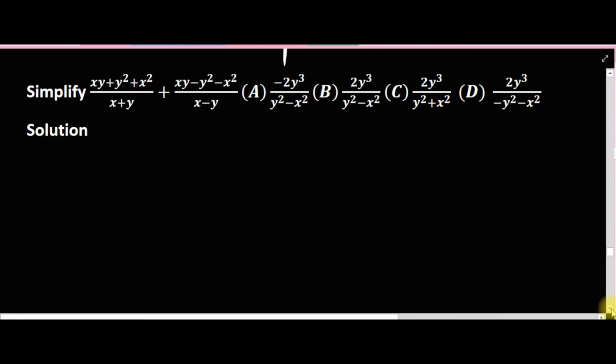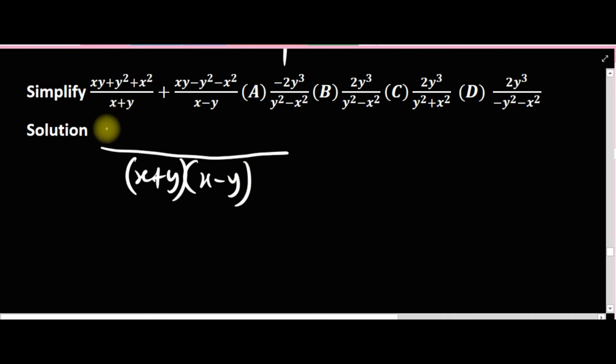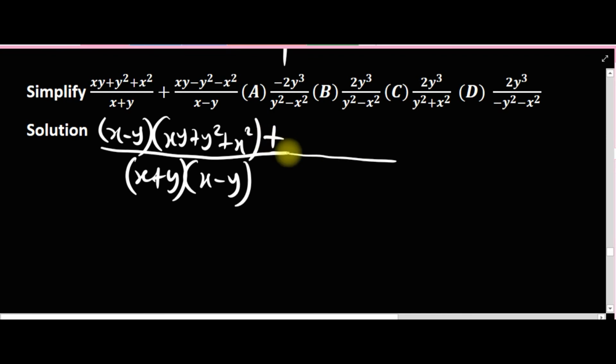We're asked to simplify this. So the first thing we'll do is define the LCM of the denominators. So we have x plus y times x minus y, and we have x minus y times xy plus y squared plus x squared, plus x plus y times xy minus y squared minus x squared. So that's the first thing we'll do.